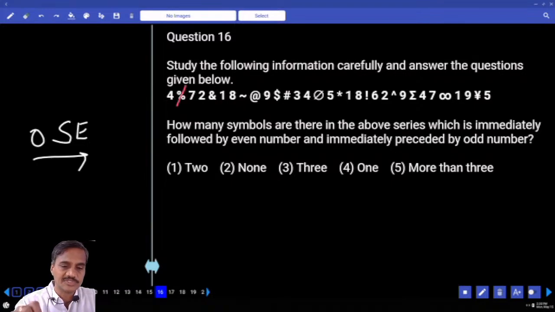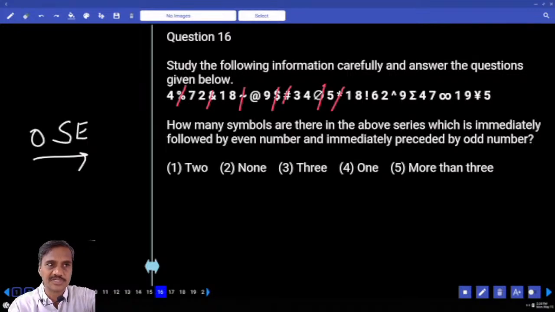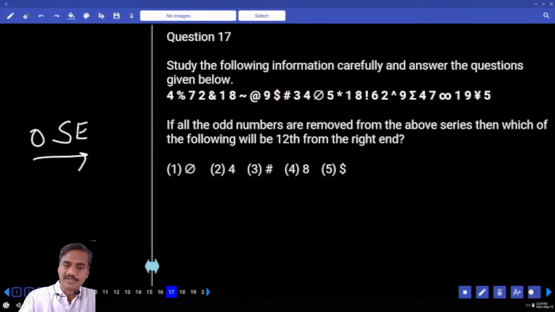Now let us check out with this symbol. This symbol is not preceded by odd. This symbol, though preceded by odd, is not followed by even. Now this symbol also cannot be your answer. No, this is preceded as well as followed by odd. And this symbol is preceded by odd and followed by even. Now this is one such case, isn't it? And how many do we have? There is only one. That is the choice for question number 16. Then the 17th one.